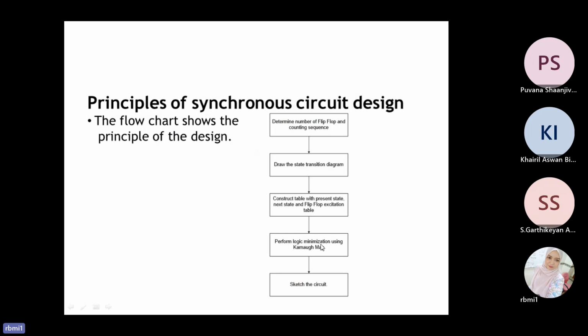So we have to perform logic minimization using K-map, Karnaugh map. Okay, remember we have learned this in digital electronics. Hopefully you still remember. And then we can sketch the circuit. Finally, we can do the testability. Alright, that's the flow of the principle.